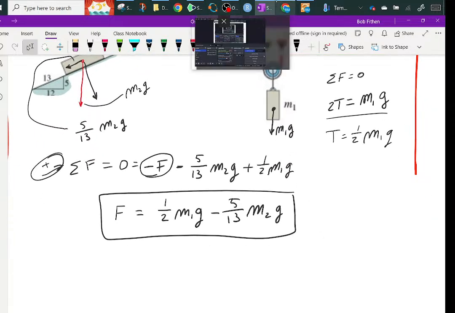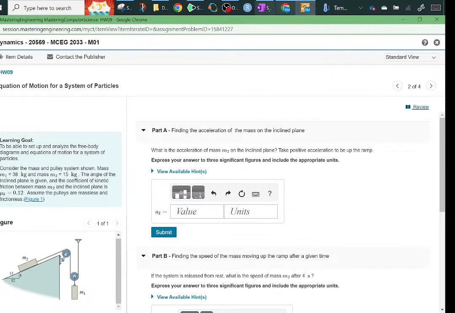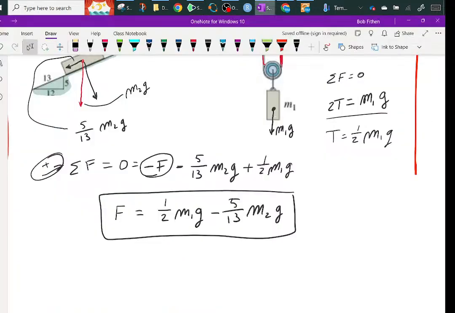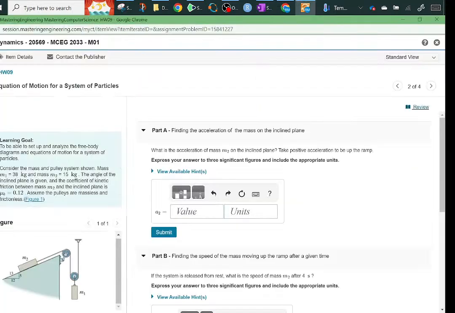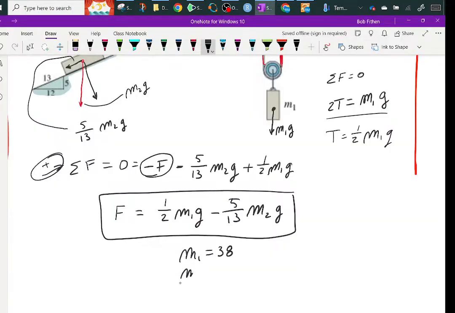I don't know these values. Okay, so M1 is 38. Okay, let me go through. M1 is equal to 38. M2 is equal to 15.